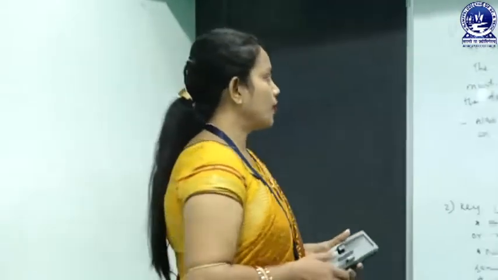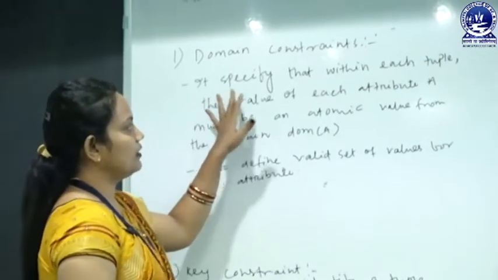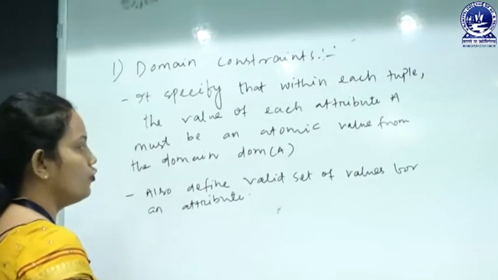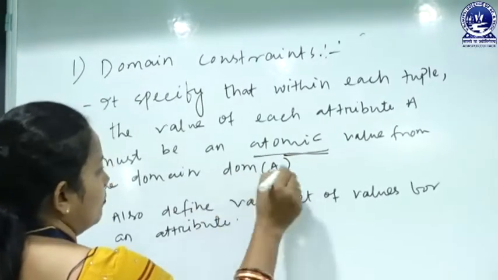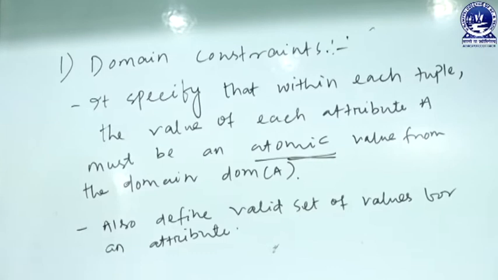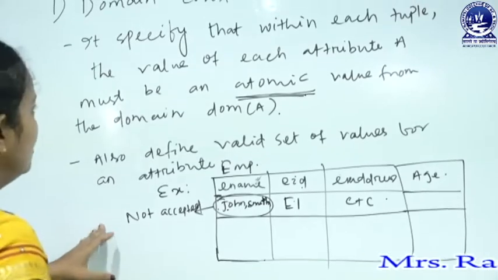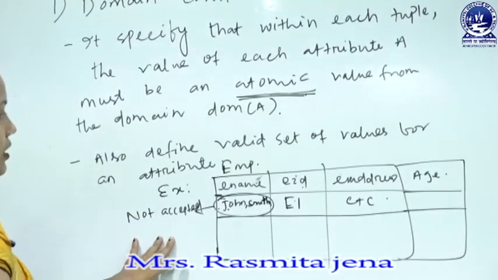Let us discuss the different types of constraints on the relational model. There are 4 types of constraints in the relational model: the domain constraint, key constraint, entity integrity constraint and referential constraint. Let us discuss the domain constraint. So, what is the domain constraint? It specifies that within each tuple the value of each attribute A must be an atomic value from the domain dom(A).